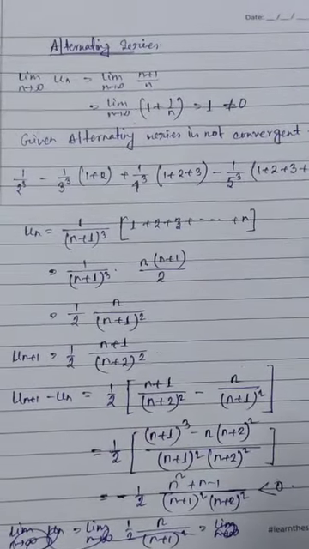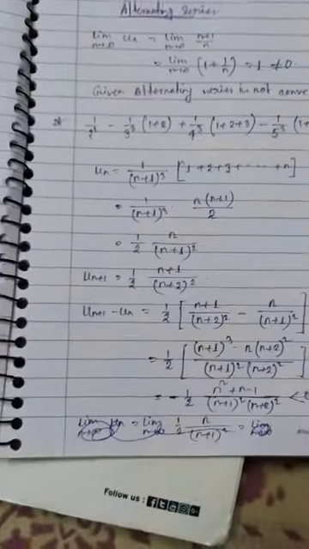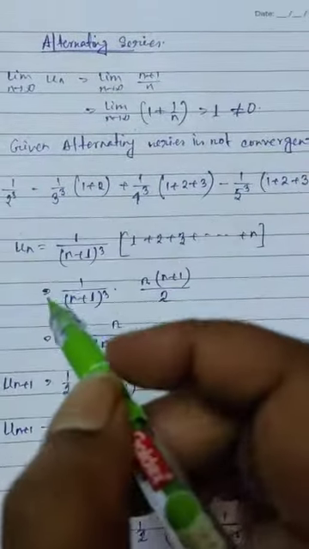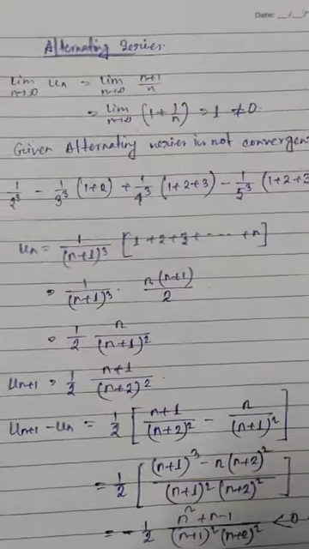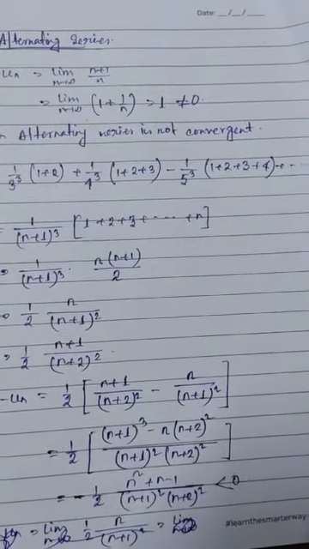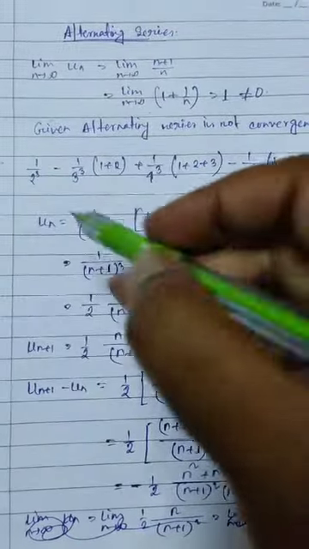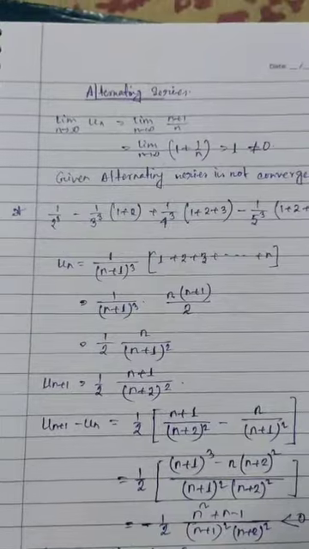So from here we have to find the term un, that is the nth term of the sequence. The nth term of the sequence, we can say here, un is equal to 1 by (n plus 1) whole cube, into (1 plus 2 plus 3 plus dot dot plus n). I hope you can see it. And see here, if you put n equal to 1, you get the first term. If you put 2, then you get the second term, and so on.